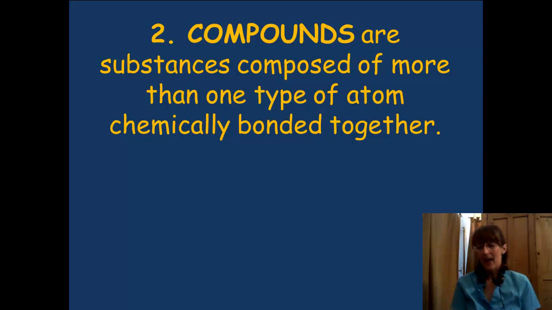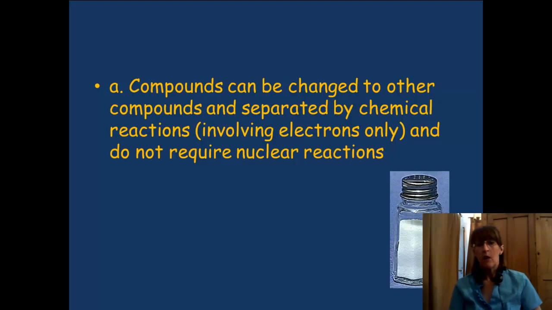Now, we had atoms, we had elements, now we have compounds. Compounds are substances that are made of more than one type of atom, chemically bonded together. So it's got to be more than one kind of element. Compounds can be changed to other compounds. They can be separated by chemical reactions. They can be created by chemical reactions. And you don't need anything weird or strange or radioactive or nuclear to get those reactions to occur.